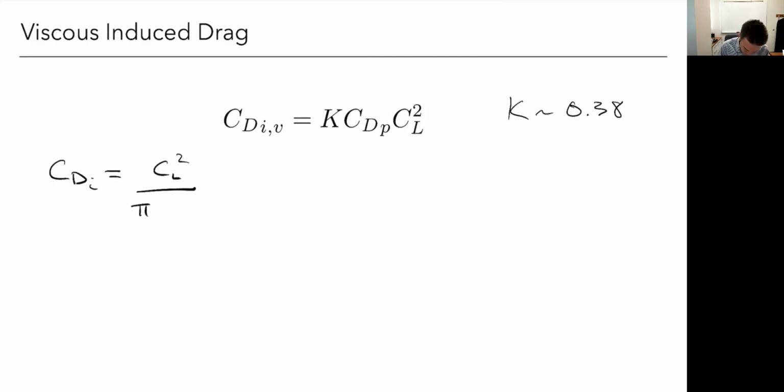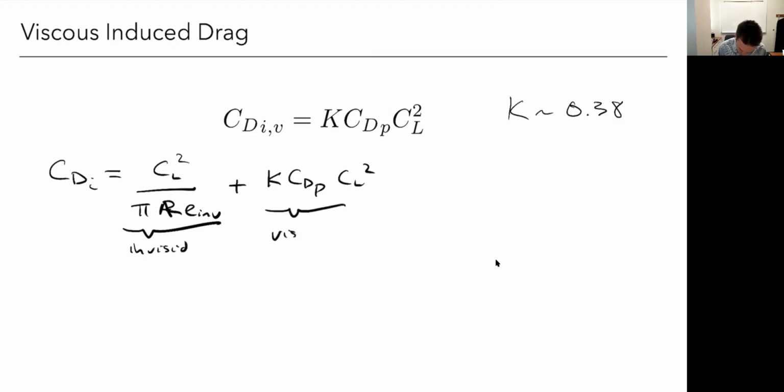The drag coefficient is CL squared over pi aspect ratio E inviscid, like that. That is the inviscid component. And now I need to add the viscous component to get the total drag. So again, inviscid, viscous part, and the total is my total induced drag. I don't love that formula because it's kind of ugly. We had a nice formula before and now it's kind of a mess.